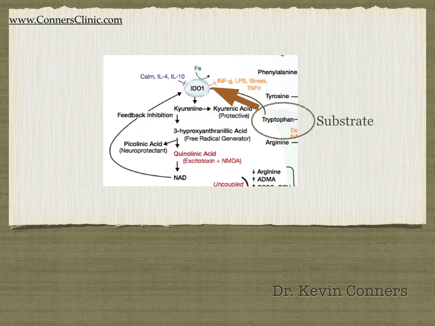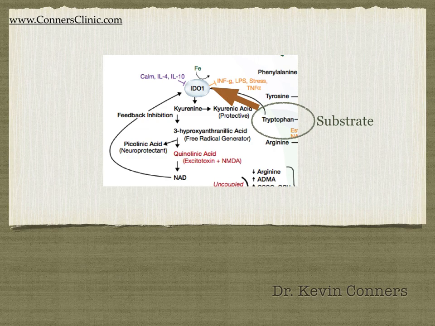The INF gamma, the LPS, the stress, and the TNF alpha. Well, the INF gamma, LPS, and the TNF alpha are basically inflammatory markers, LPS being lipopolysaccharides from Lyme and bacteria and such. And stress itself, just emotional, physical, whatever kind of stress that you're dealing with, can push it down this pathway. Well, that's not good because the end product is it makes quinolinic acid, which is an excitotoxin to the brain. It causes all sorts of problems. We don't want to go this pathway.